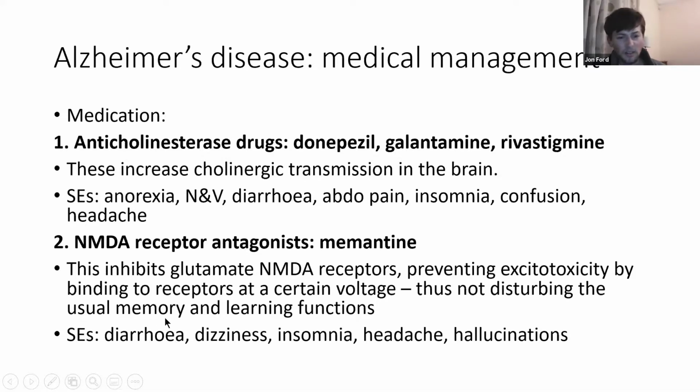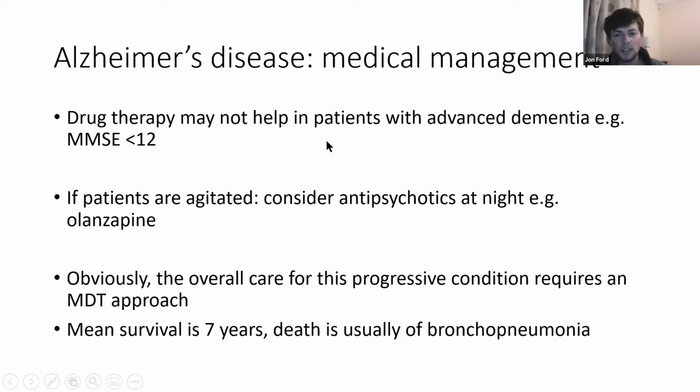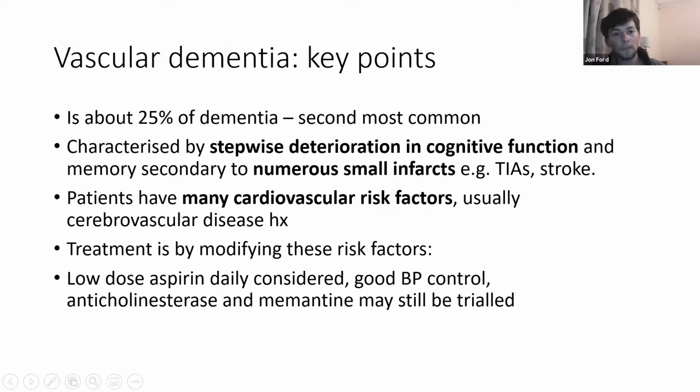Again, side effects are similar, actually: diarrhea, dizziness, etc. So this is just a few side notes on extra things you could do, such as olanzapine if they're agitated. And obviously it's not got a great survival. The prognosis is quite poor, 7 years. And then bronchopneumonia, as I'm sure you're aware, is often a big cause of death for these patients. So that's Alzheimer's.